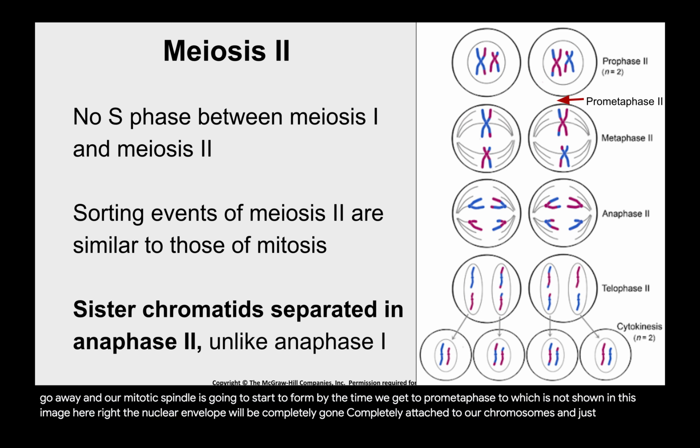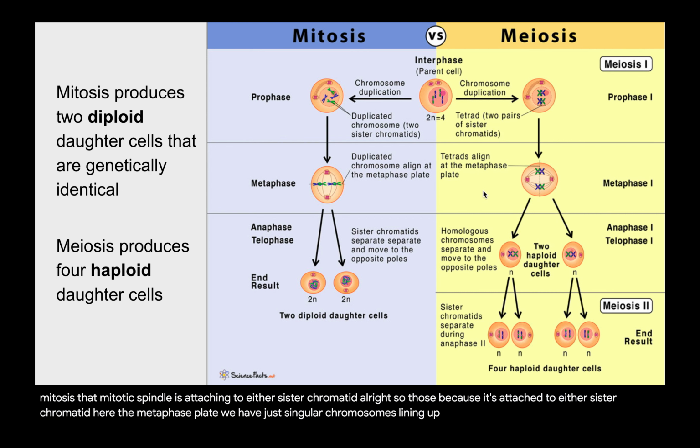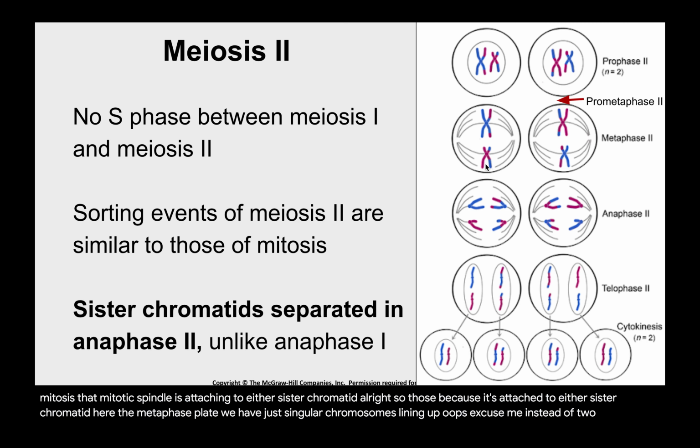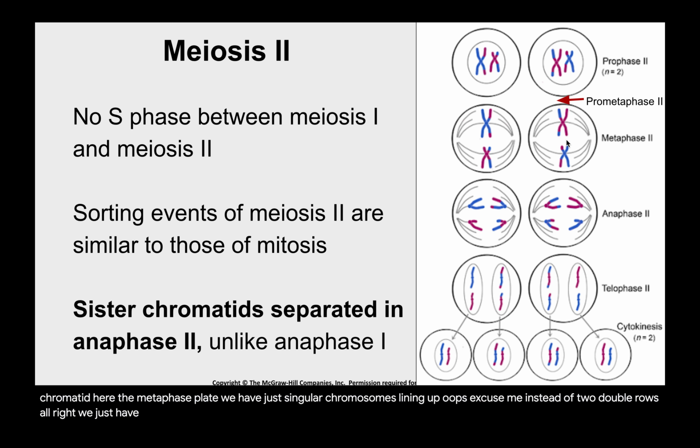All right? So, because it's attached to either sister chromatid here, in the metaphase plate, we have just singular chromosomes lining up, instead of 2 double rows. We just have a singular row. Our individual chromosomes are lining up. Anaphase 2, we are splitting apart our sister chromatids, and they are going to either side of the cell.